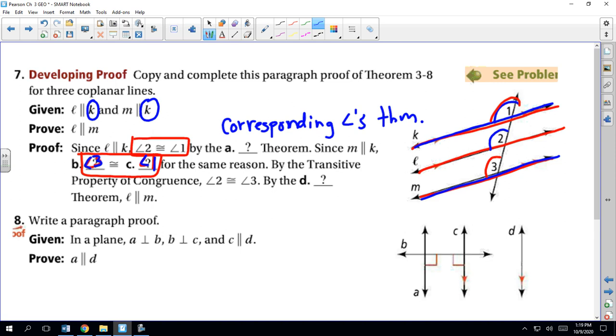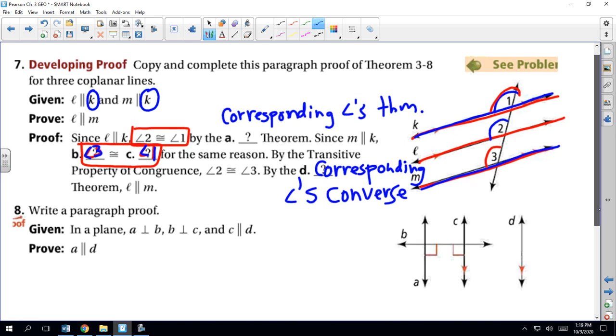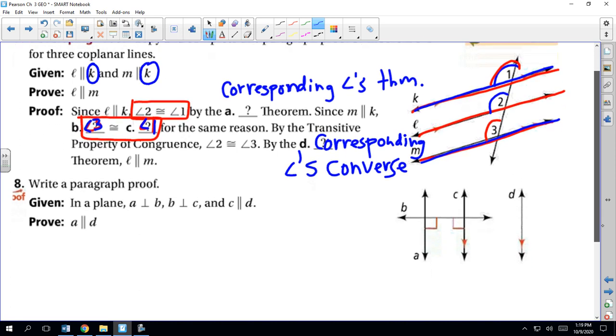So since 2 is congruent to 3, it's the corresponding angles converse theorem, because we're proving lines are parallel, and that's it. So that's the proof of 3-8. All right, pause the video if you need to finish filling in the blanks for that paragraph proof.